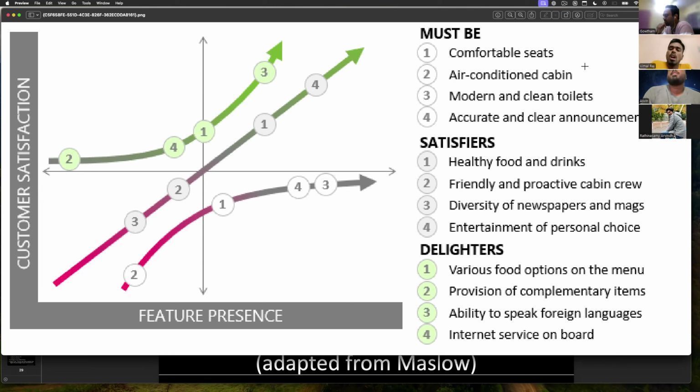Comfortable seats, what is it solving? It's here because the customer needs are already met, but a comfortable seat will give more satisfaction to them. So that's why it's here. Air conditioned cabin, number two, is here.